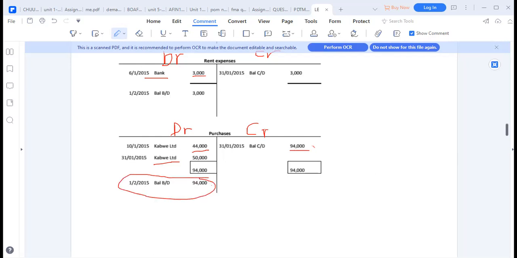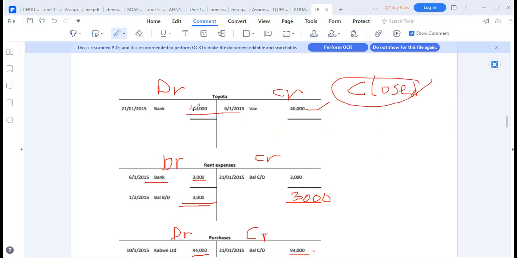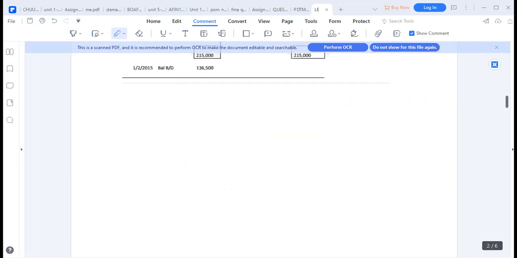That is the purchases amount. Then for rent, we paid by bank 3,000. So to balance up, we have to also put a 3,000 here. So as a balancing figure, we have the balance brought down of the 3,000. Then Toyota Zambia, this account is closed because we actually cleared them. We paid them 40,000 by bank. They received that much by bank because they gave us a van. We paid them by bank, so it's closed. We are not owing them anything.